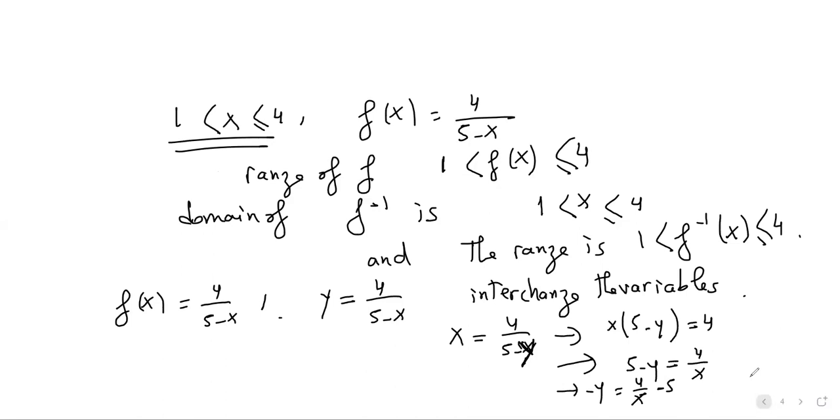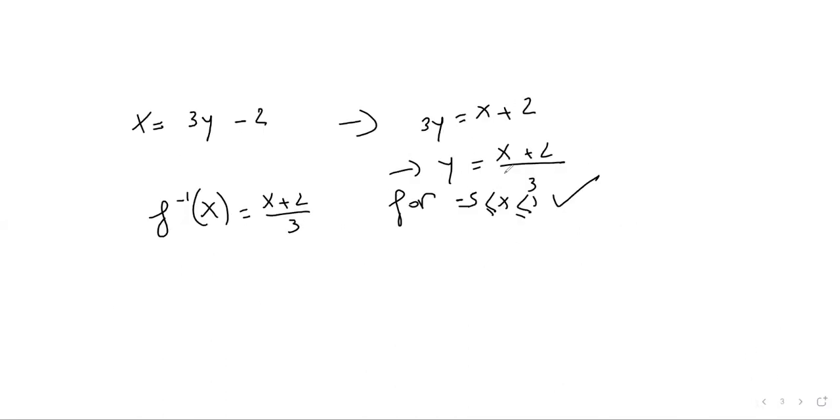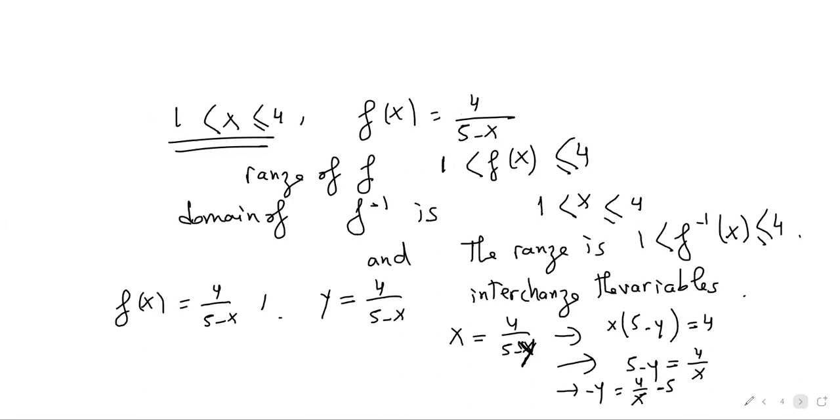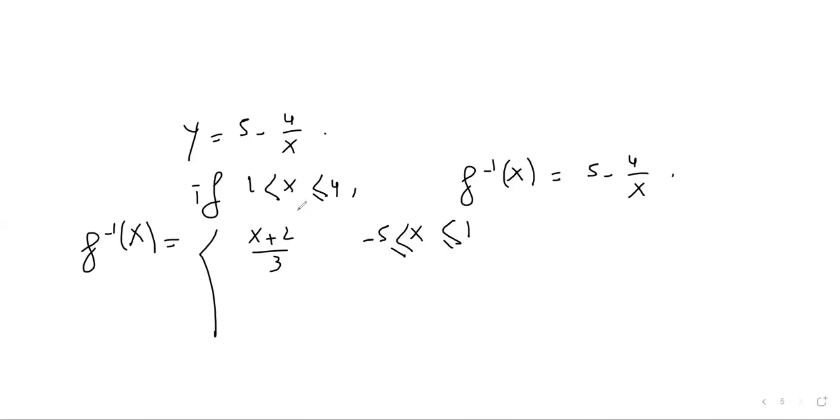So finally, f^-1(x) is equal to this first expression, (x plus 2) over 3, when x is between -5 and 1, and it's equal to 5 minus 4 over x for x between 1 and 4. So this is the final expression. You need to write these details. You need to show that you understand how you get each inverse function on each section. And if you write all of that, you get six points.